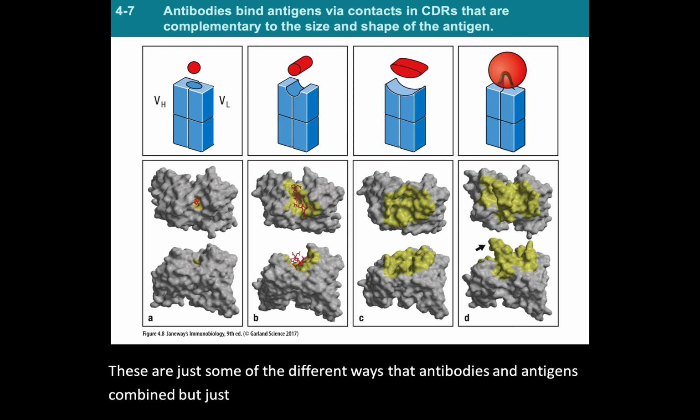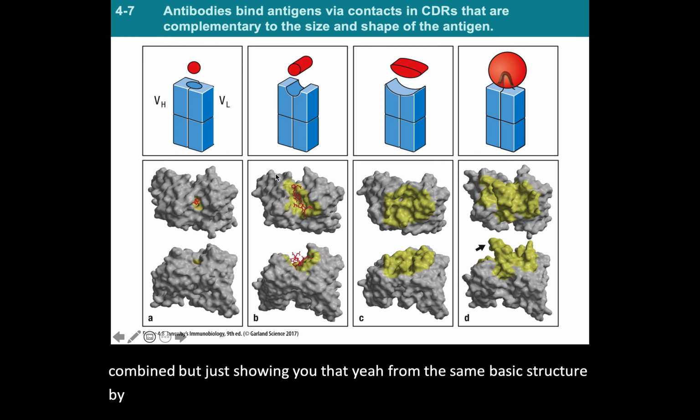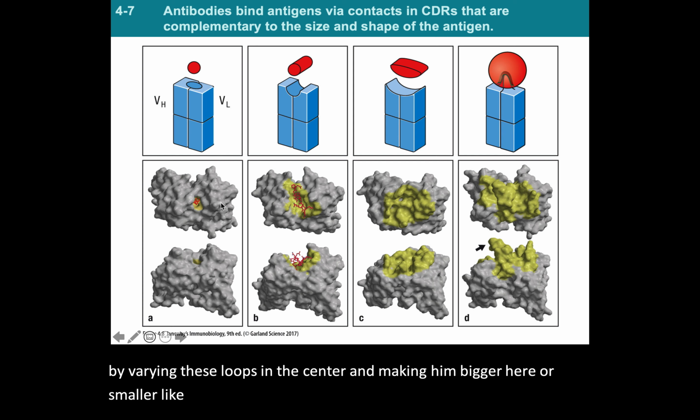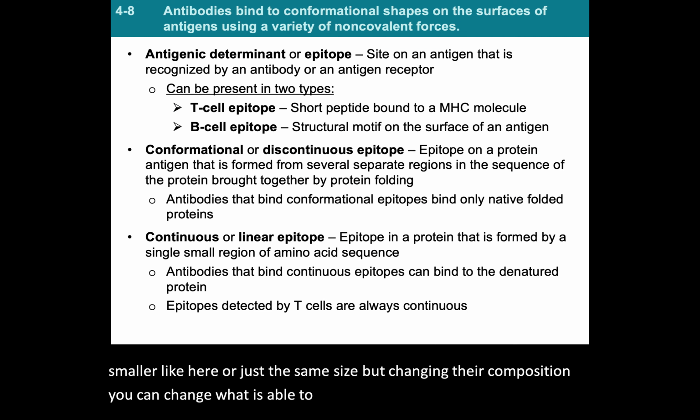These are just some of the different ways that antibodies and antigens can bind, but just showing you that, yeah, from the same basic structure, by varying these loops in the center and making them bigger, like here, or smaller, like here, or just the same size but changing their composition, you can change what is able to bind to that antibody.